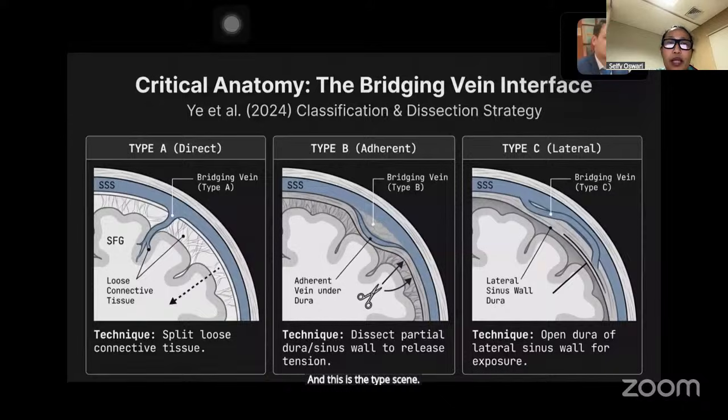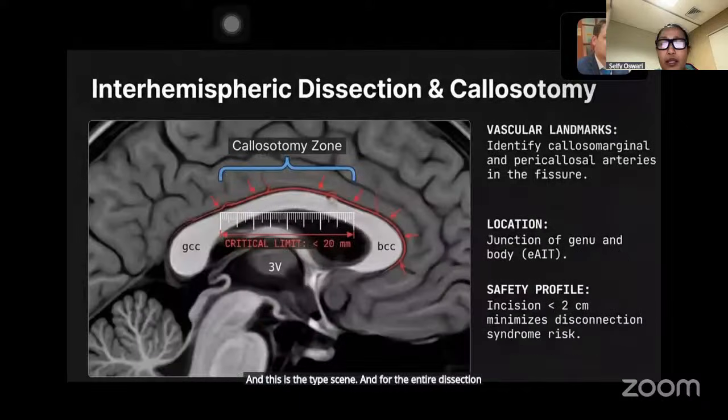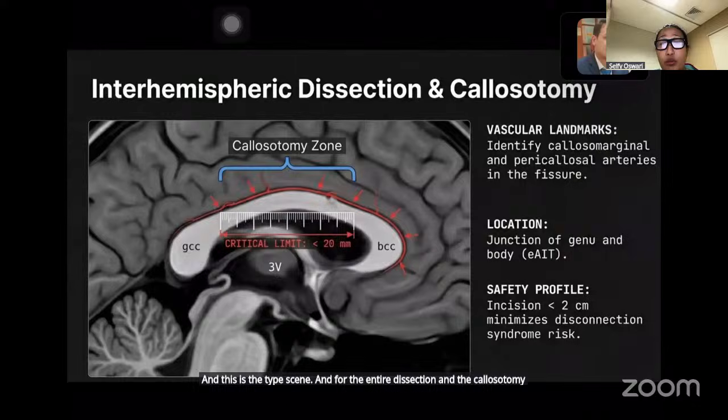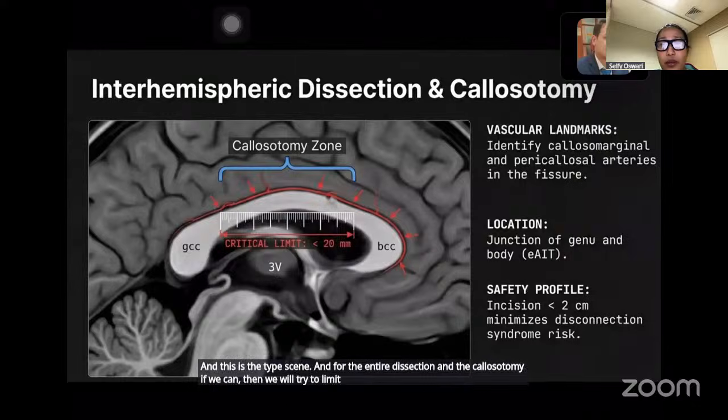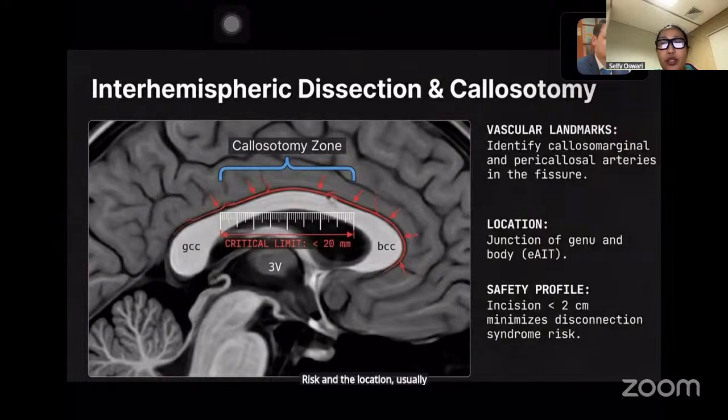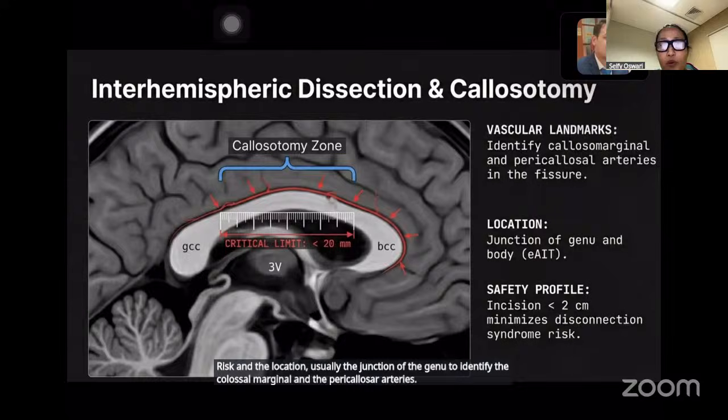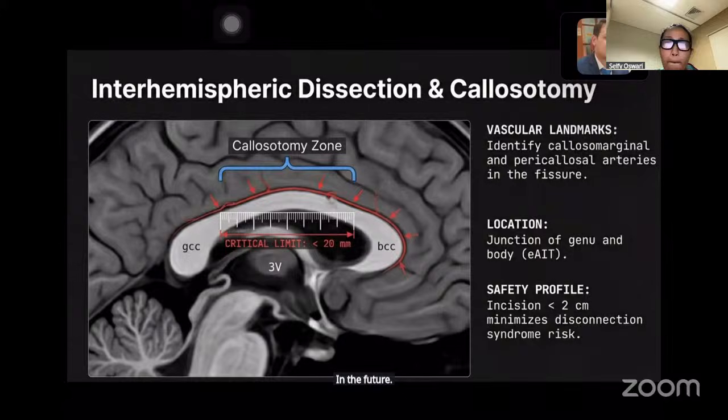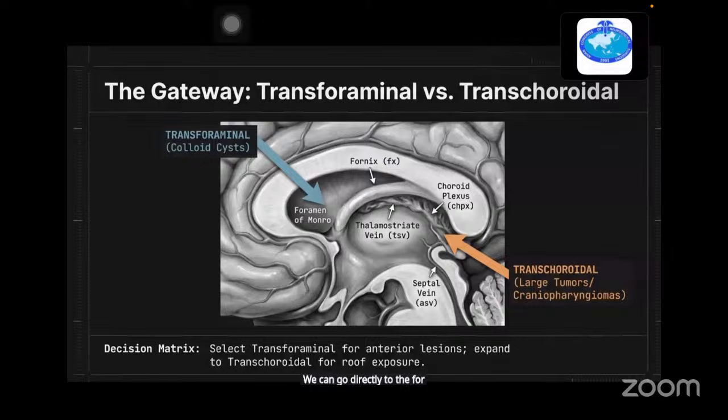And for the interhemispheric dissection and the callosotomy, if we can, we will try to limit it to 2 centimeters to minimize the disconnection syndrome risk. The location is usually the junction of the genu, to identify the callosomarginal and the pericallosal arteries in the fissure. After that, we will enter the lateral ventricle, through the foramen of Monroe, meaning the transforaminal approach.